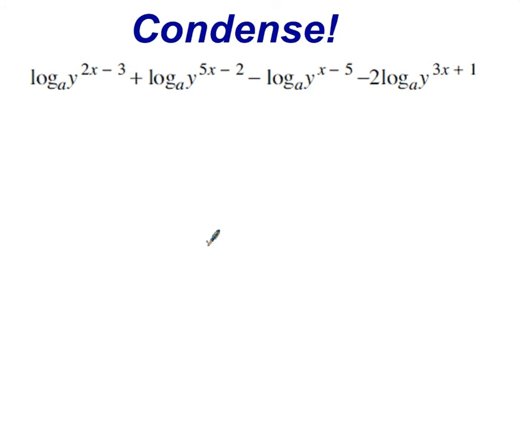All right, here we are. We've got a fairly difficult problem here where they're asking us to condense. What does condense mean? It just means make everything smaller. At the end of the day, we'd like everything to just be written as one logarithm, kind of like this: log, probably base a, of some stuff in here. We're not sure what's going to be in there, but that's the goal. So how are we going to go about it?